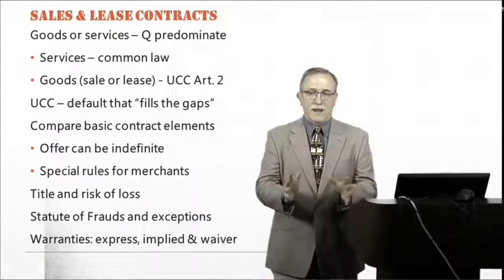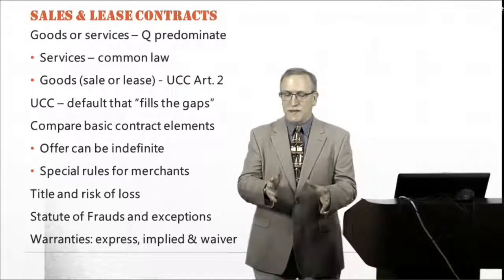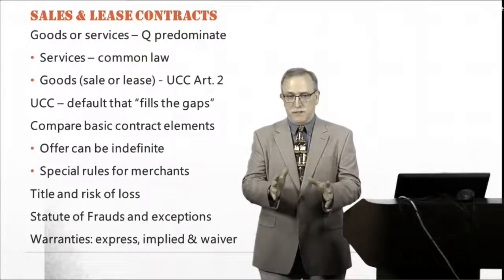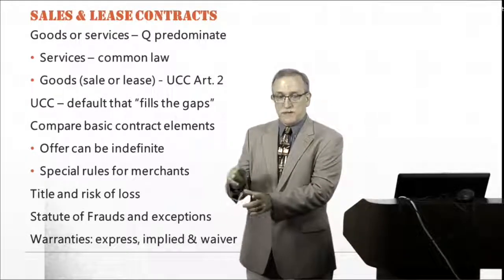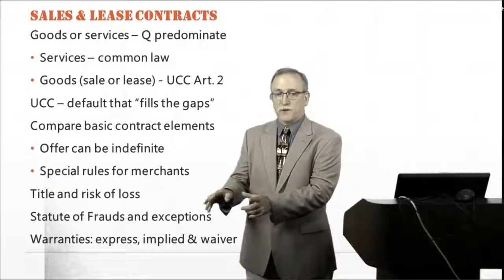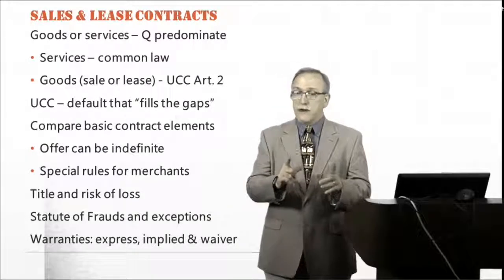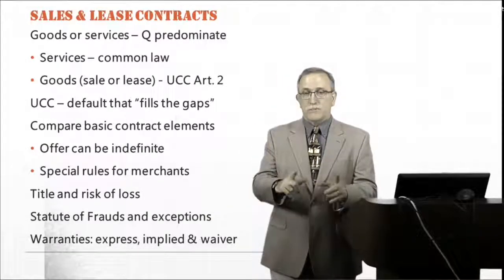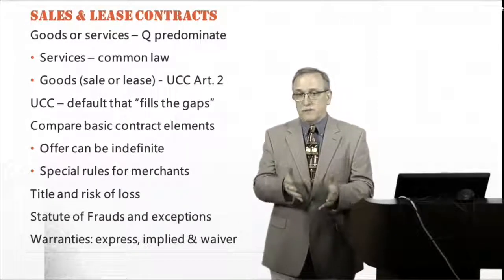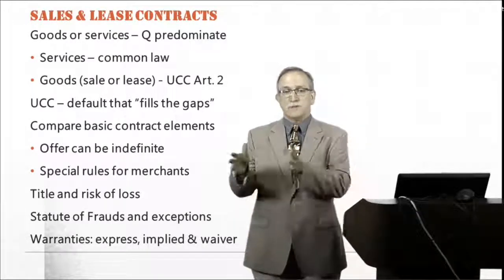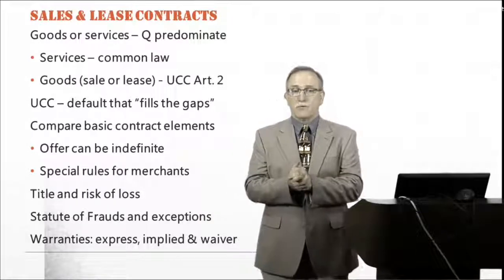So if you write a contract and you don't address, let's say, statute of limitations in a sales contract, the Uniform Commercial Code will say the statute of limitations is 4 years. Now, in your contract, you can put in a statute of limitations of 1 year. You can do that. And that trumps the Uniform Commercial Code.